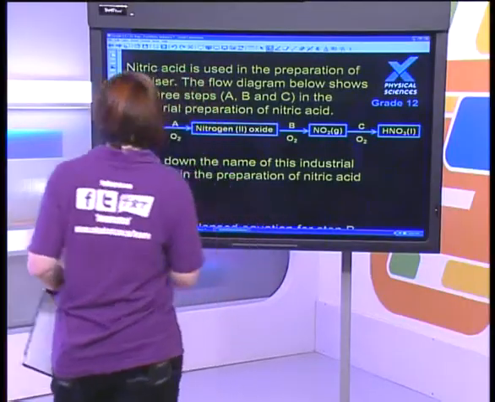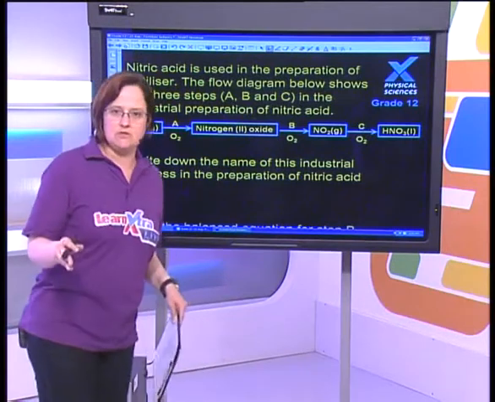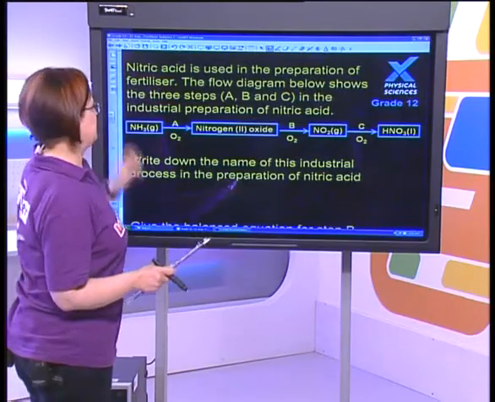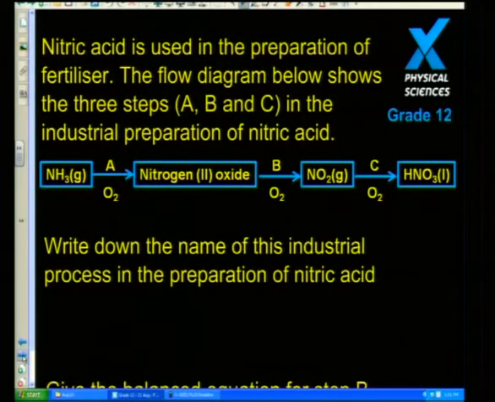Okay. So I've got a very typical type of question, and this comes from the November 2011 paper, from paper two. It said that nitric acid is used in the preparation of fertilizers. The flow diagram below, they love flow diagrams, because we can ask you a lot of stuff around it, shows three steps, A, B, and C, in the industrial preparation of nitric acid. They show here that we have NH3, we add O2 to something, gives us NO. We then add oxygen to that, gives us NO2. We add it to something else, gives me HNO3.